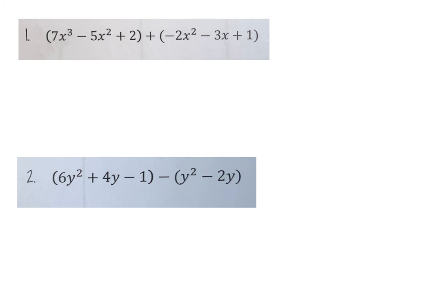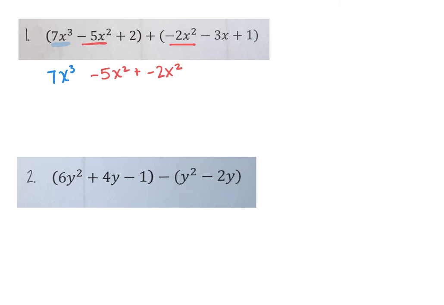For this one, because a lot of people are having this question. All right, we are adding. So we're going to start with 7x cubed. What can I combine that with in the other group? Nothing. It does not have a common term. So it stays by itself. Let's look at the next one. Negative 5x squared. Negative 5x squared plus what? Negative 2x squared.